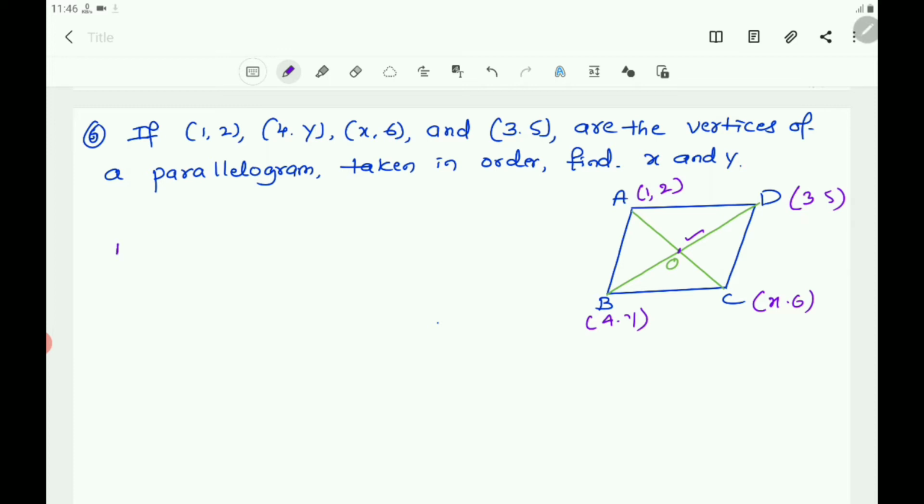So you take what is given: ABCD is a parallelogram.